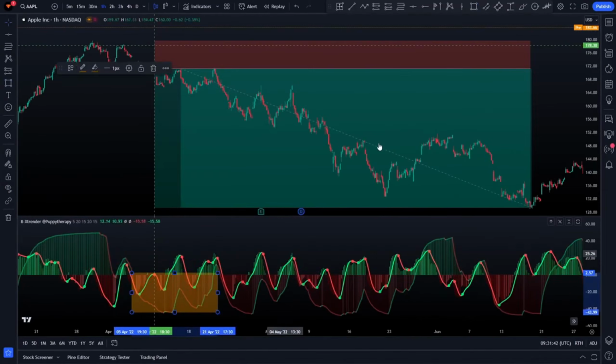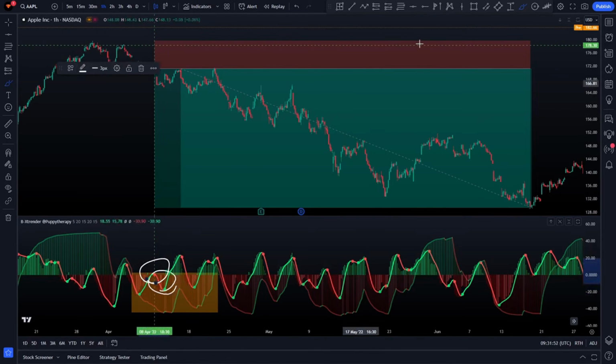When the trend histogram is red, it means a bearish trend. And the oscillator histogram also is red. It means a bearish momentum. And when the red dots appear, it means we can enter a short trade.